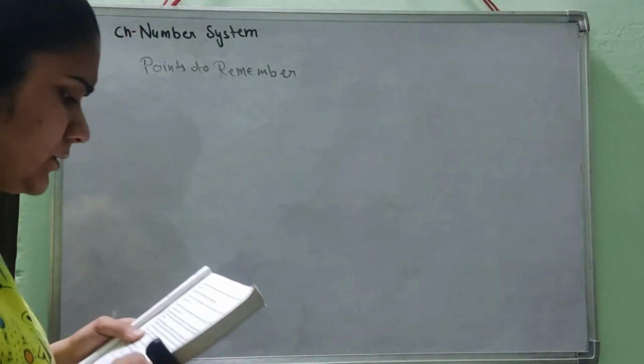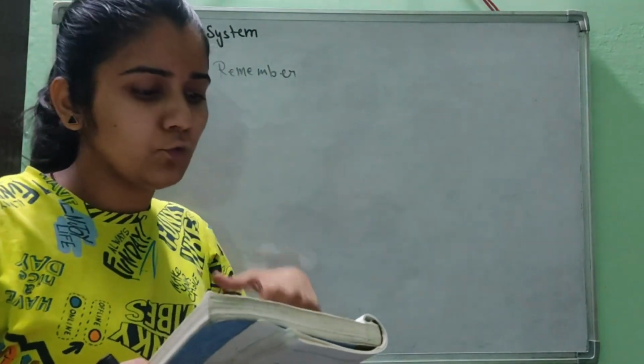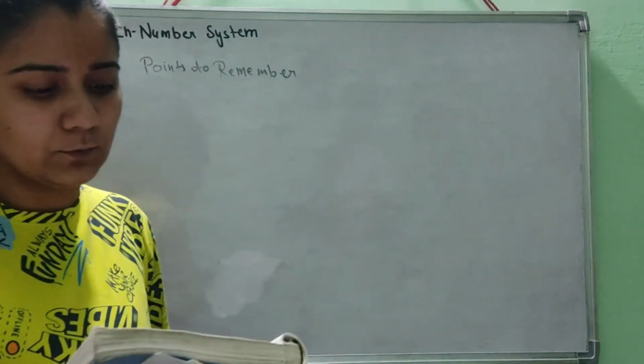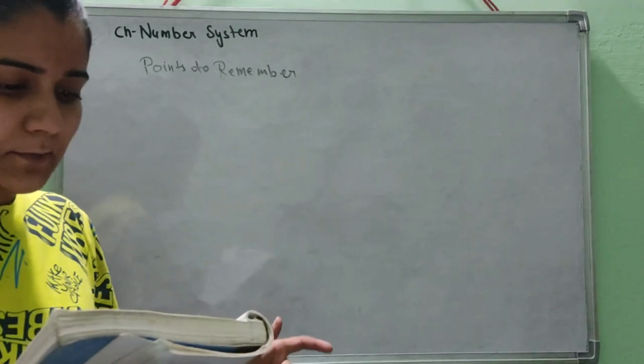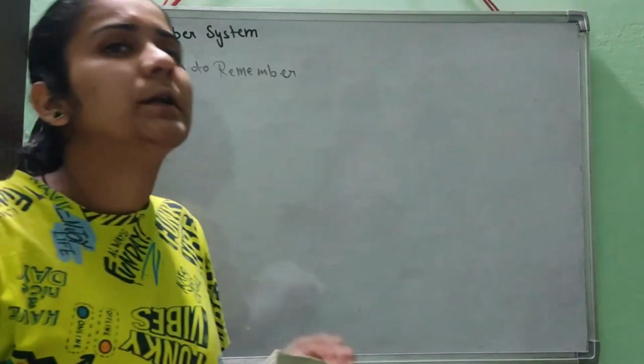The second point is a number s is called an irrational number if it cannot be written in the form of p upon q, where p and q are integers and q does not equal 0. Meaning a number is irrational if it cannot be written in p upon q form.